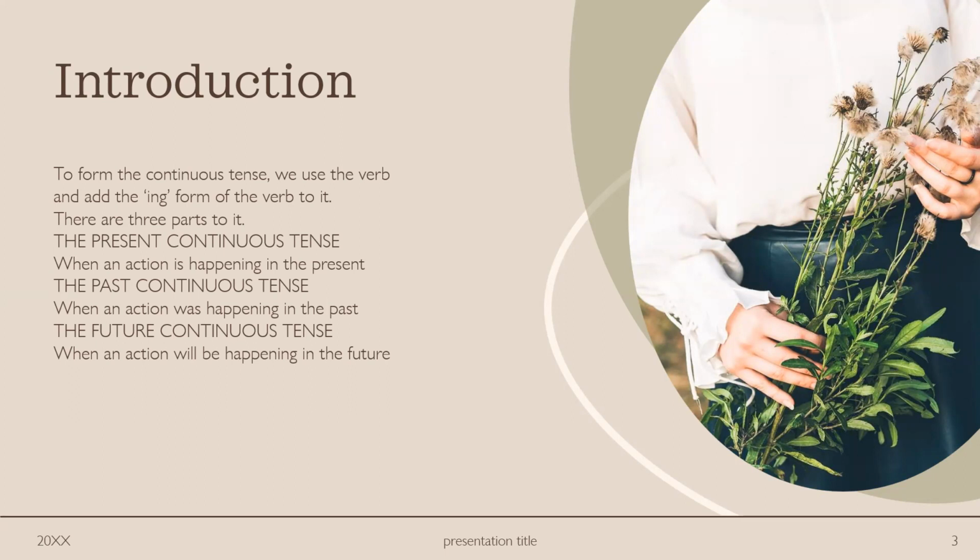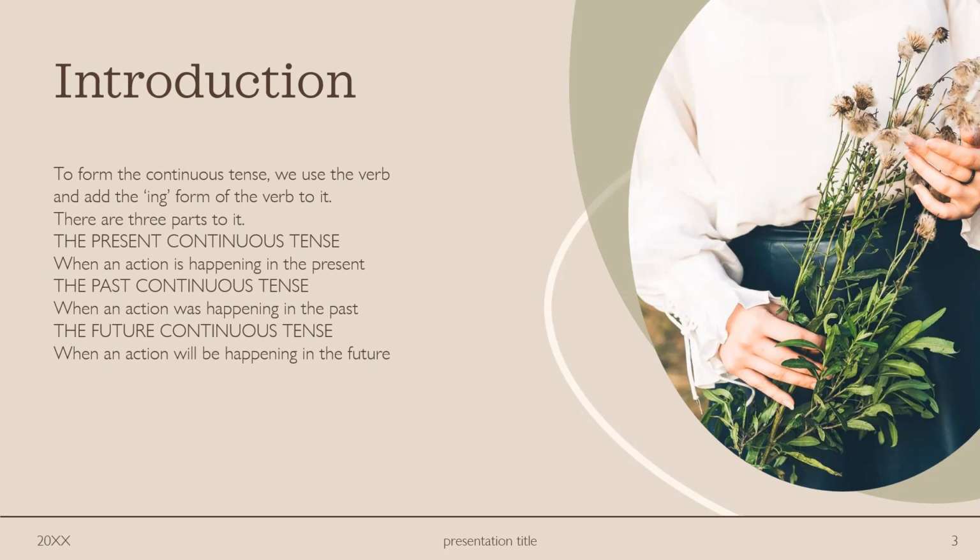There are three parts to it. The present continuous tense, when an action is happening in the present, now. The past continuous tense, when an action was happening in the past. It happened maybe a minute ago or maybe 5 years ago, but if it is in the past, then it is the past continuous tense that we need to use.